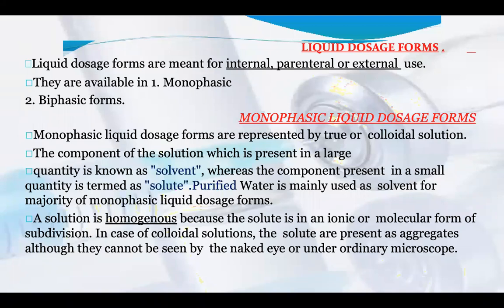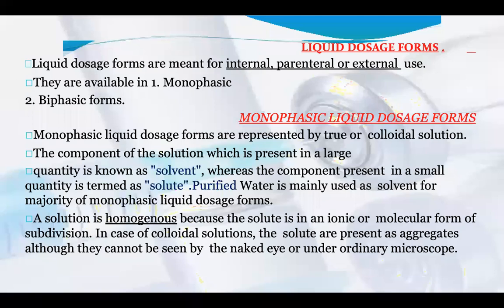The component of the solution which is present in large quantity is known as the solvent. Whereas the component present in a small quantity is termed the solute. You should know about these two things, solvent and solute. The one in more quantity in that liquid is the solvent, and the one in less proportion is the solute.